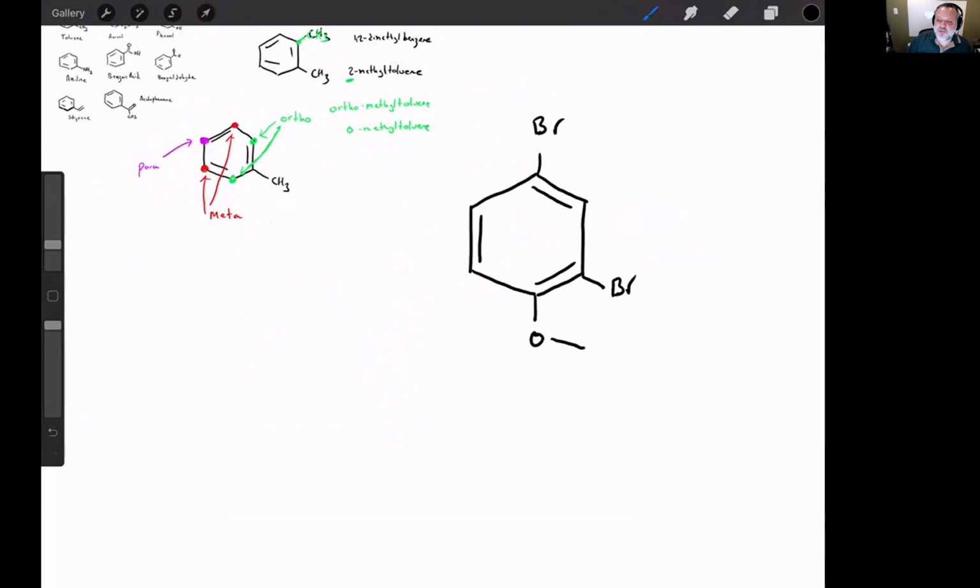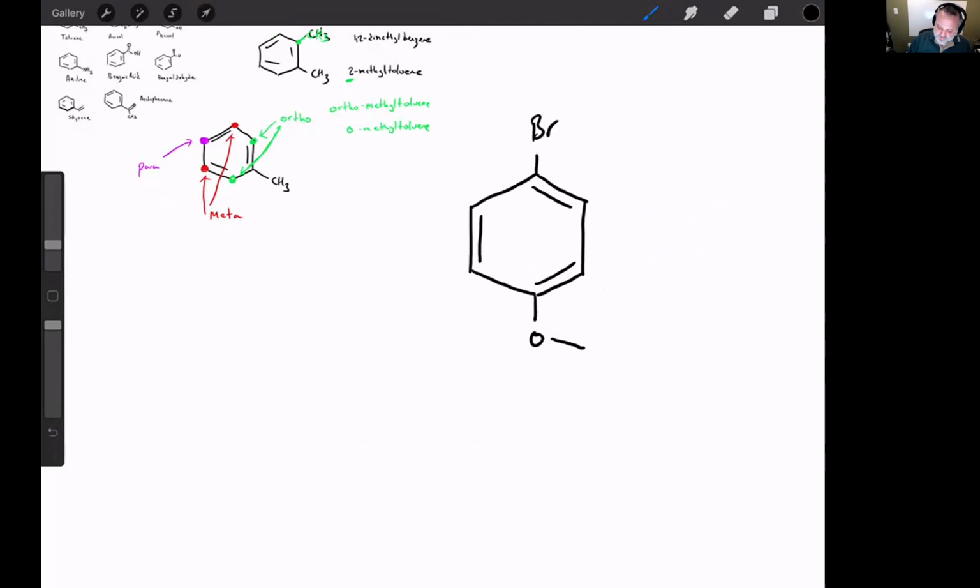No, and it's not with methyls only, right? And so I could do this, and this would be orthobromo. And we'll talk about the parent name in a second. If I were to take the bromine off and put it over here, this would be metabromo. And if I were to take the bromine off and put it over here, this would be parabromo.